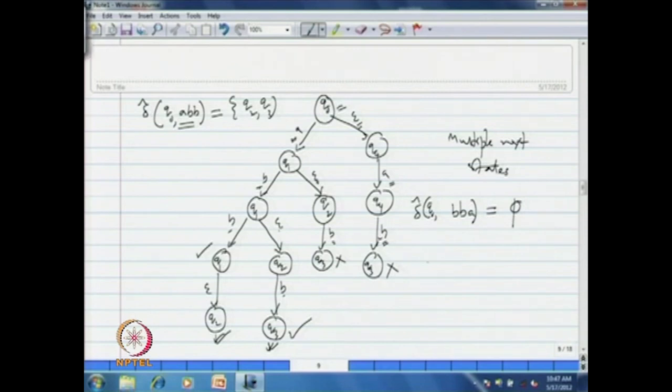Thus, given a string say x equal to a 1, a 2 up to a k, and a state say p of the automaton. Now, by treating x as epsilon a 1, epsilon a 2, epsilon a 3, so on epsilon a k, epsilon, that means inserting epsilon in between every two symbols and at the end and at the beginning, and by looking at the possible complete branches starting at p, we find the next states for p via x.